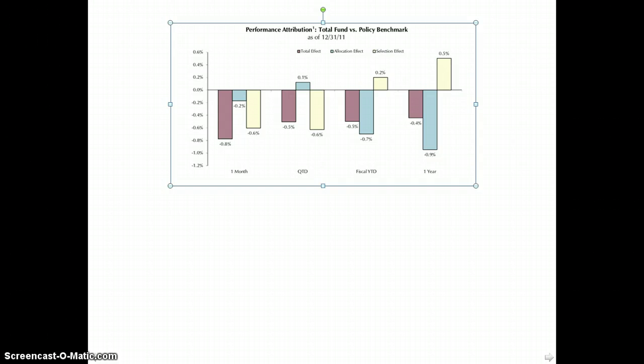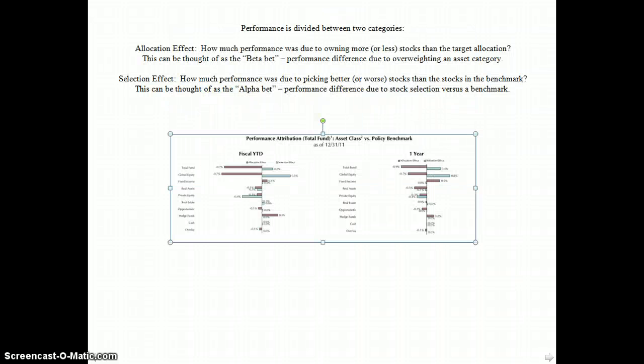The market could have just gone up and you had more than your target, or you could have picked better stocks. So this analysis divides the outperformance, underperformance into the two categories. Did you own more or less than your target? And then did what you own do better or worse than its benchmark? And this just explains what I just said.